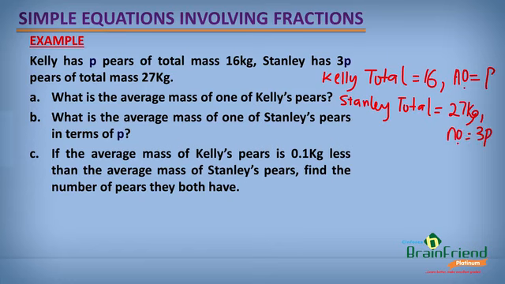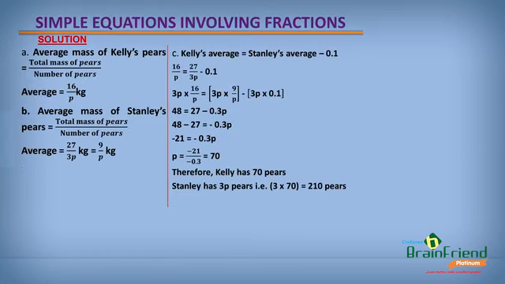Now the first question is, what is the average mass of one of Kelly's pairs? The average mass of Kelly's pairs is the total mass of pairs over the number of pairs. So the average of Kelly's pairs is simply 16 over p kg. Now for Stanley, the average mass of Stanley's pairs is the total mass over the number of pairs. That is 27 all over 3p, which is equal to 9 all over p kilogram.